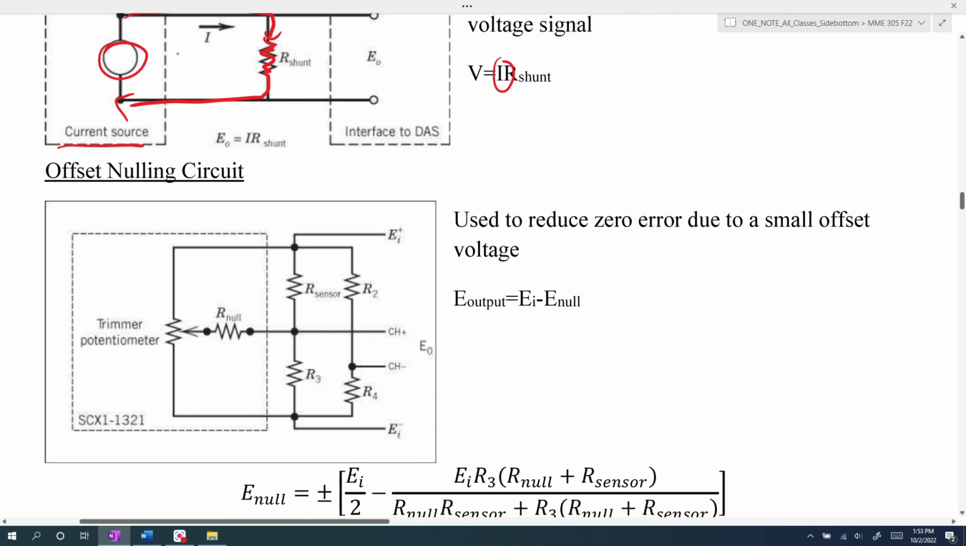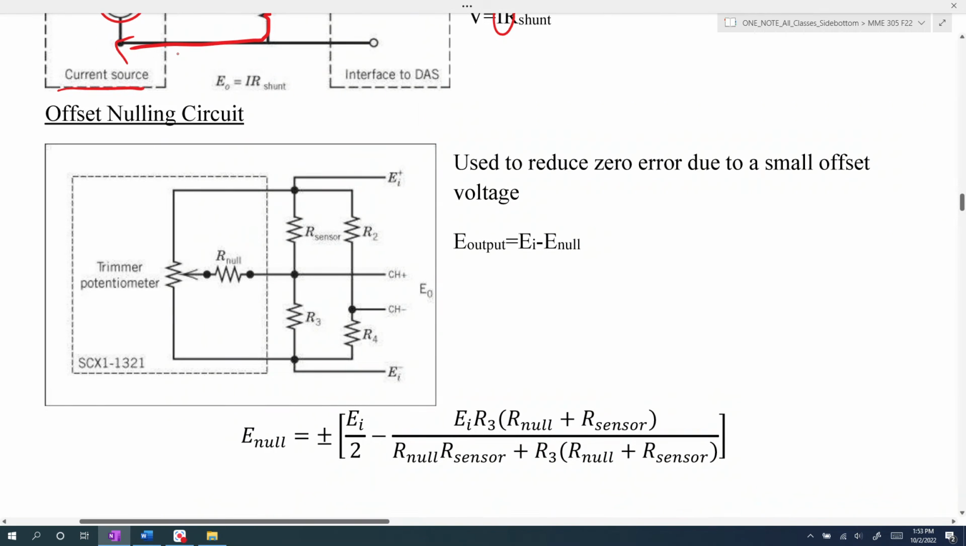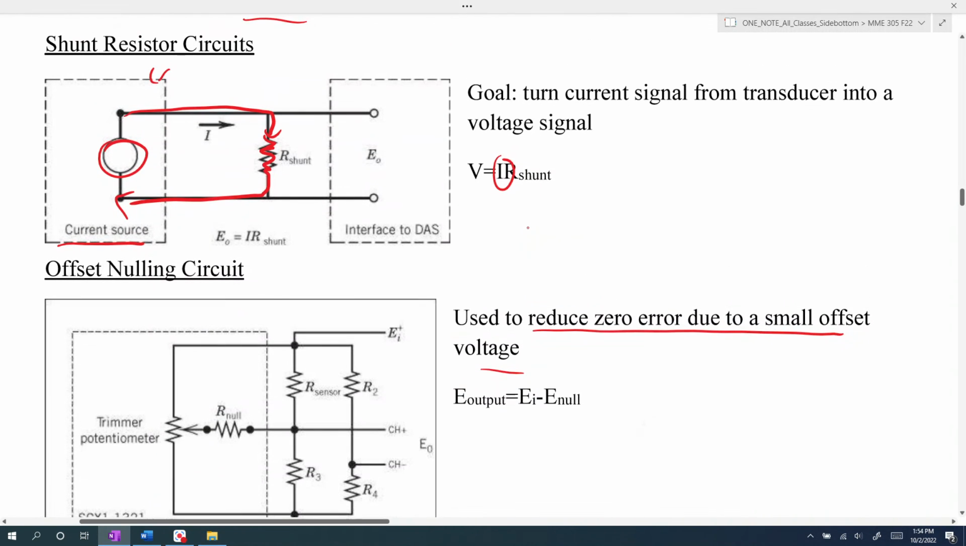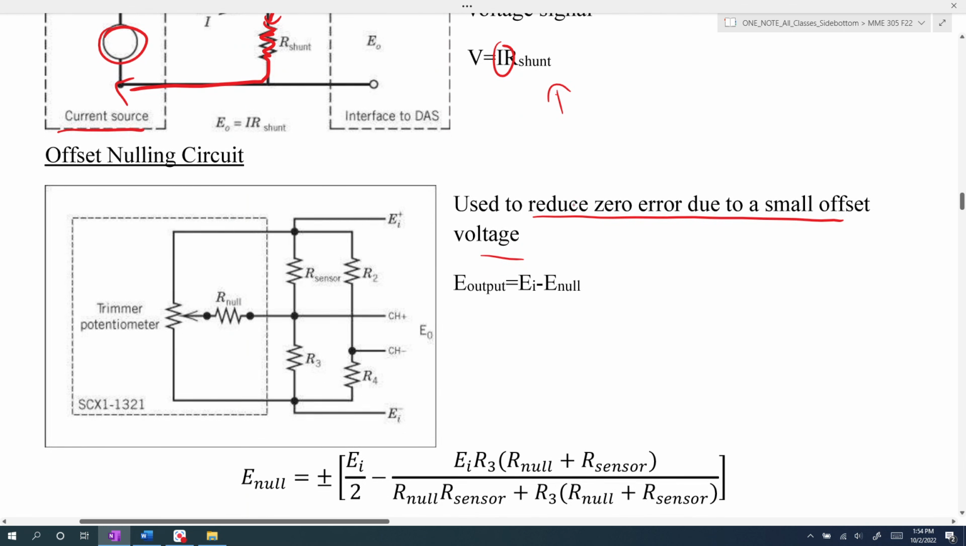And then a nulling circuit is basically used to reduce error due to a small offset voltage. For example, a lot of times you might want to tare a system. An offset nulling circuit basically allows you to do it physically instead of just subtracting out the voltage later on in the computer. So that's all you need to know: these are two ways that you can convert harder to measure signals, one if it's in current mode, or one if it has an unwanted initial voltage. And these two circuits can be used.